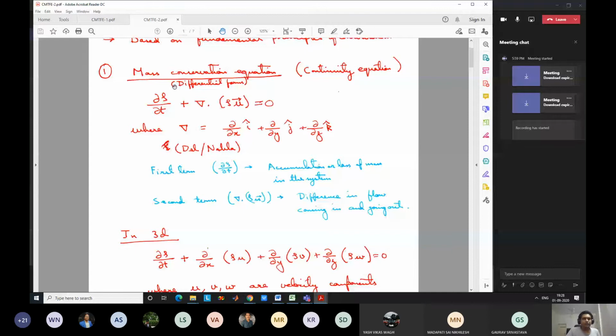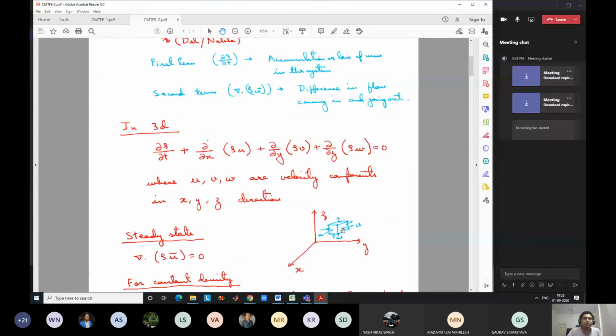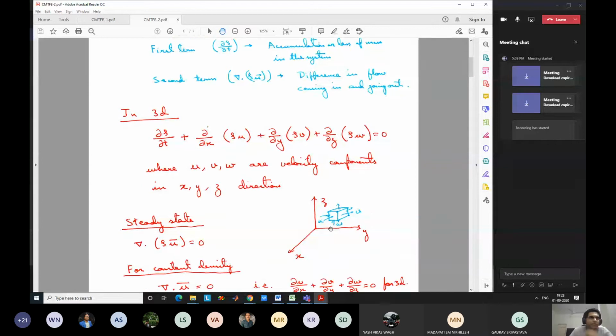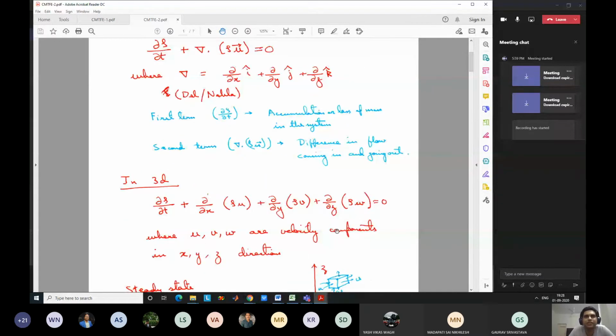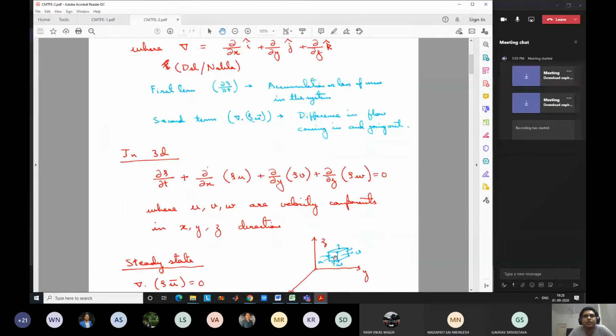So basically, if you have a small control volume like this, if there is any change, it means that some accumulation of mass is occurring here. If it is increasing or if it is decreasing, this term is negative, sorry, it means that there is some decrease in mass that is occurring. If there is no change in mass with time, then this term is zero. So it represents the accumulation of mass in the system.